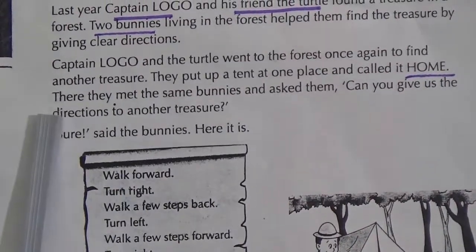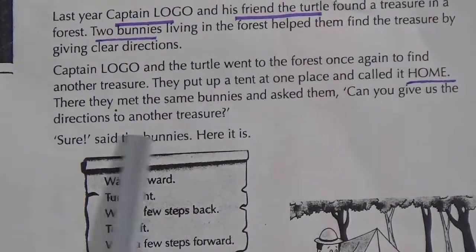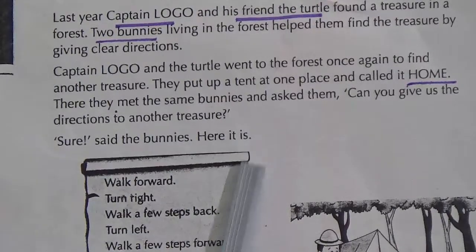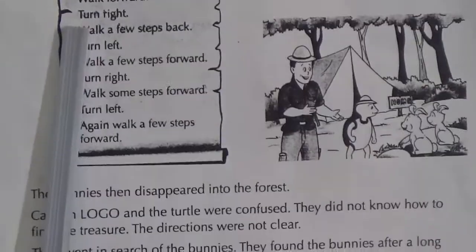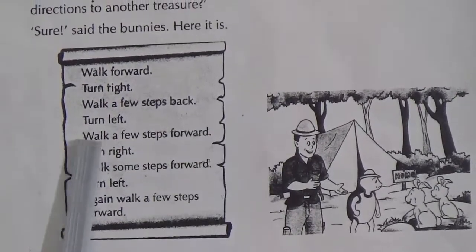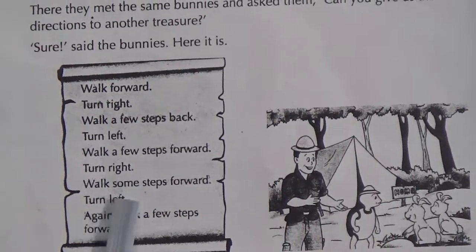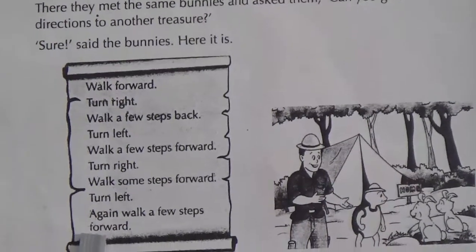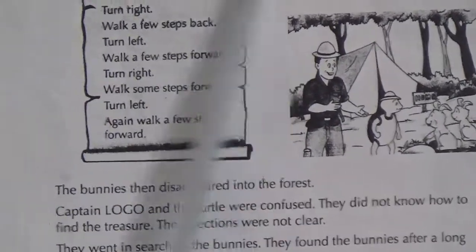There they met the same bunnies and asked them, can you give us the directions to another treasure? Sure, said the bunnies, here it is. So these are the directions. Walk forward, turn right, walk a few steps back. How many steps isn't clear. Turn left. Walk a few steps forward. Turn right. Walk some steps forward. Turn left. Again walk a few steps forward. So this is the direction. The direction isn't clear.